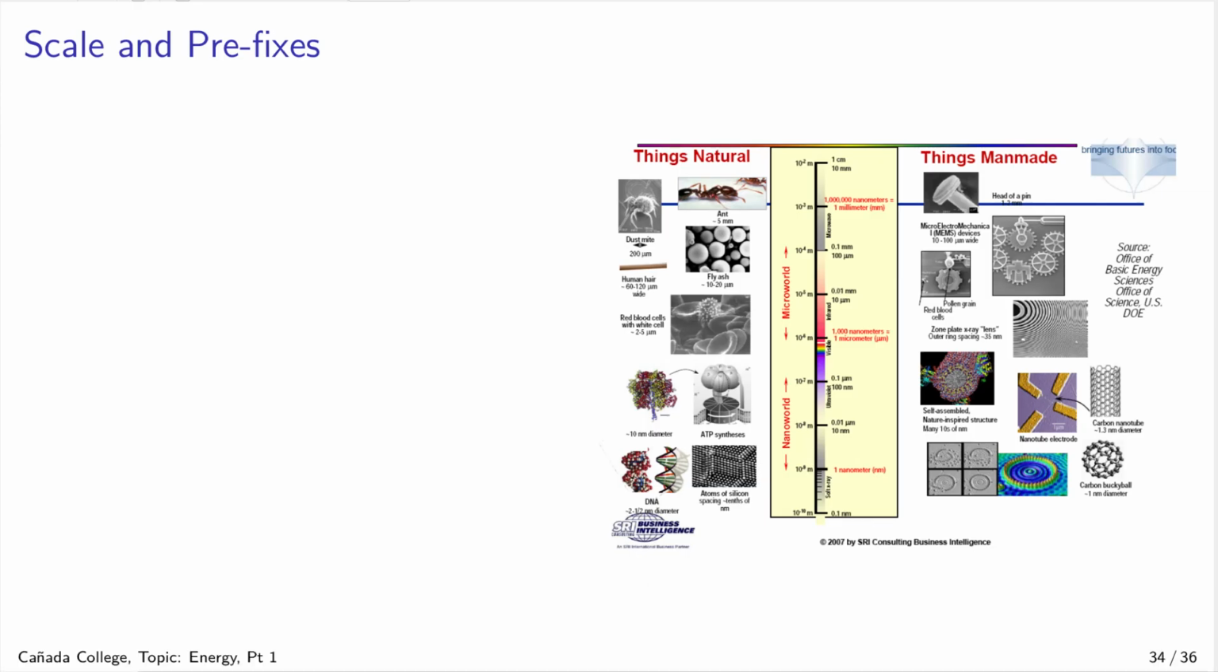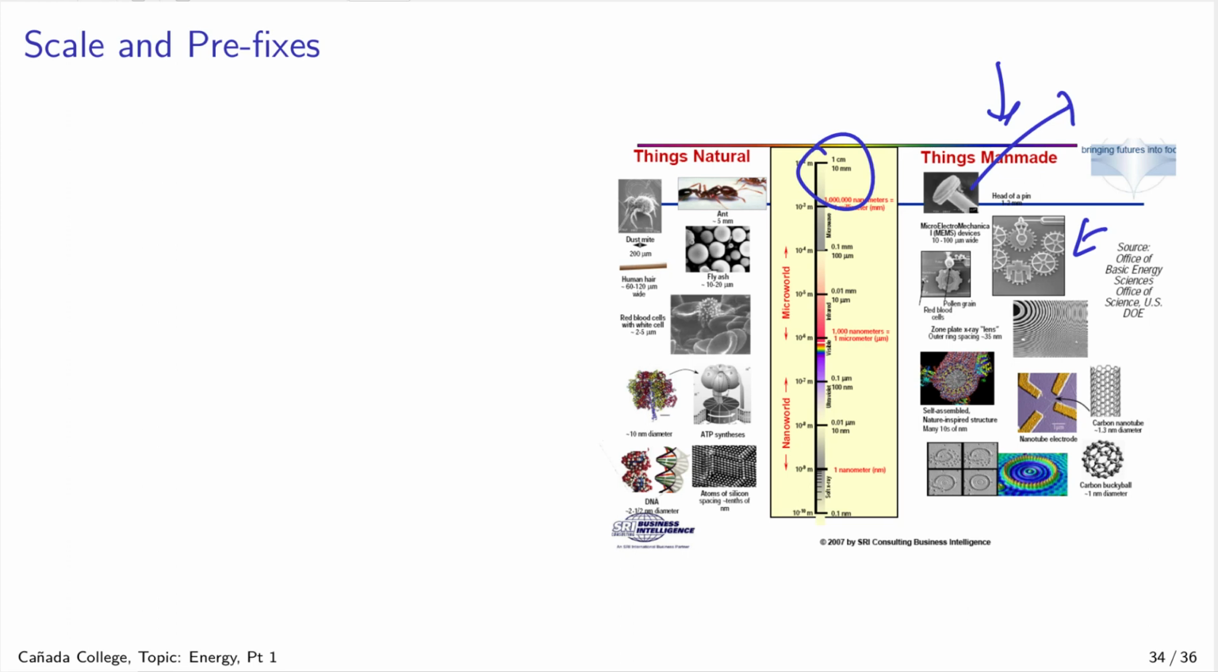So the next thing is to also understand scales and prefixes, and for that I want you to really think about, for example, the range in scales that engineers are used to working with. On the right side here are things that are made by engineers. I already mentioned to you the microelectromechanical system, which is of the order of microns. What is shown here is the head of a nail or a pin, and this is of the order of about a centimeter.